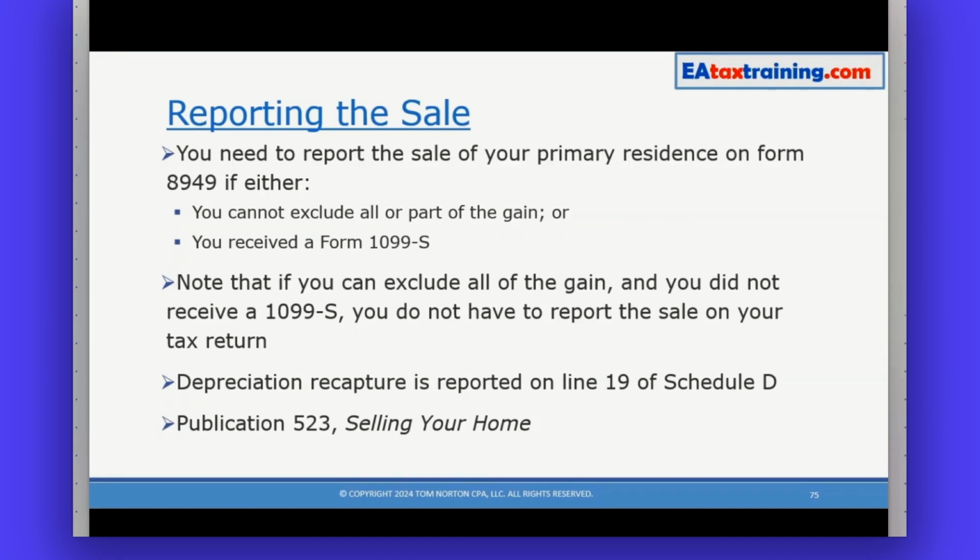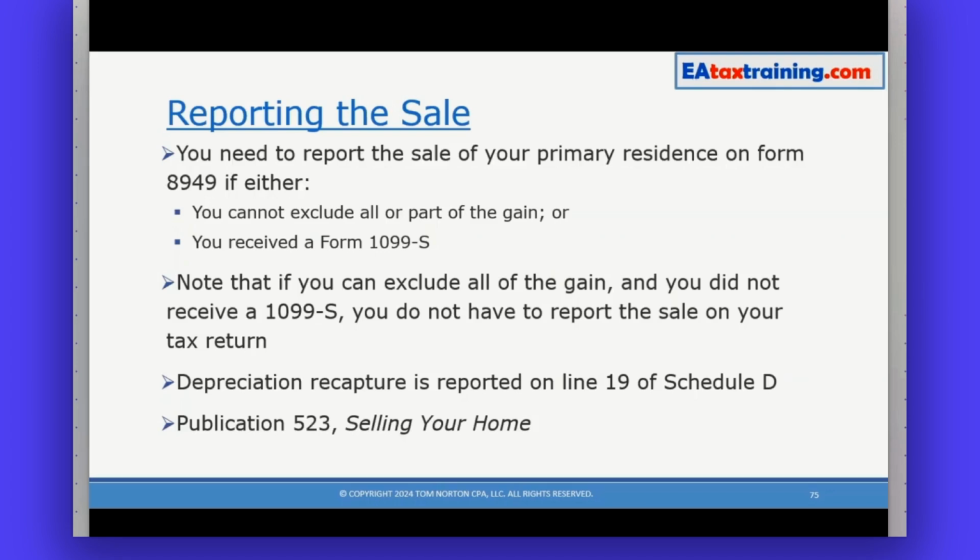I find this to be fascinating. Selling your home is likely to be the largest financial transaction in most people's lives. And we always think of the IRS as out to get every penny they can get. And here we are, largest transaction of your life. And if you can exclude all the gain and you don't get a 1099-S, the IRS never knows about it. You don't report it. The title company doesn't report it.